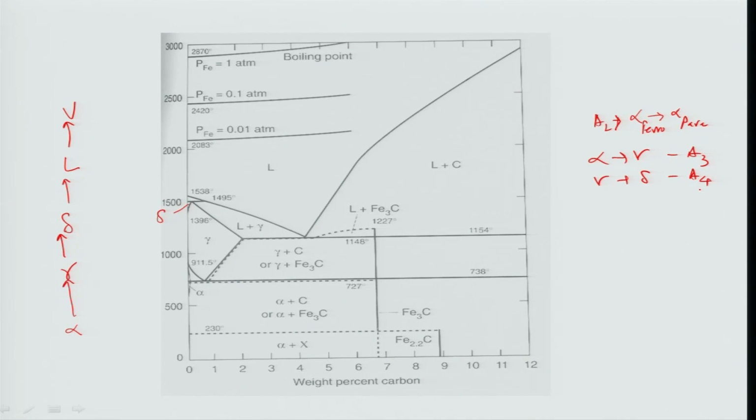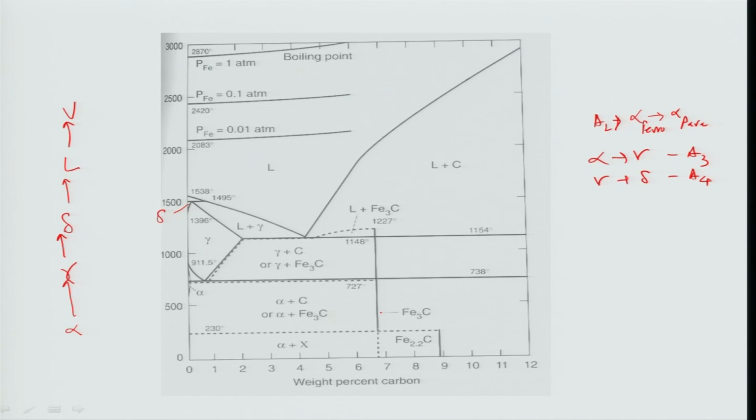So, as you understand, there are basically three solid phases, alpha, gamma and delta, and the liquid and vapor phases, and these are actually the vapor phase diagram of iron and carbon. That is 1 atmospheric pressure, 0.1 atmospheric pressure, 0.01 atmospheric pressure, and this all happens at a very high temperature. So, these are not important to us. What is important to us is this part.